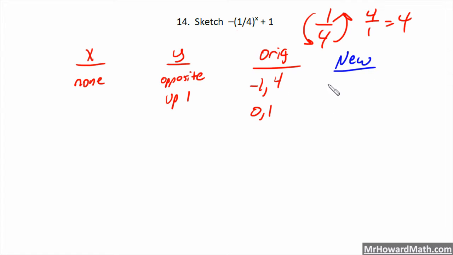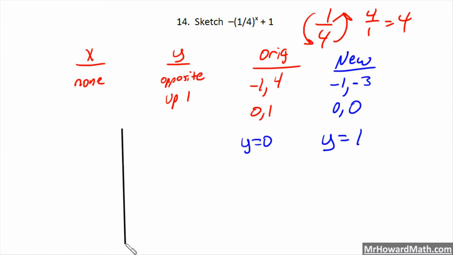So then the new points, well, x will not change. We identified that here. And the y's need to be opposite and then up 1. So opposite of +4 is -4, then up 1 from there is at -3. Here, opposite of +1 is -1, up 1 is 0. And then y equals 0, the original, by the way, was right, for the horizontal asymptote. And horizontal asymptote now will move vertically, so it moves up 1. So it's at y equals 1.